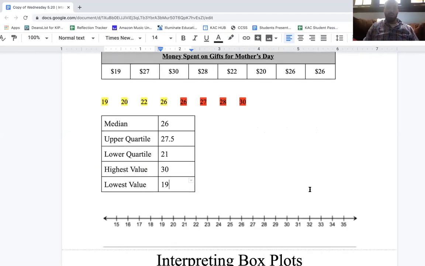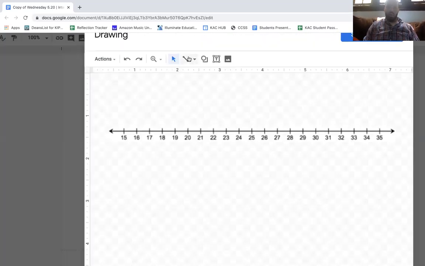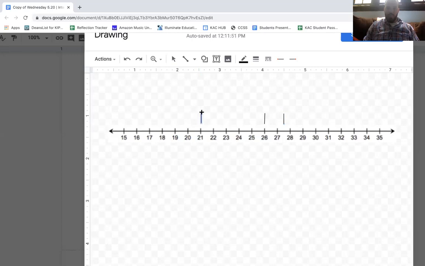We're ready to put those numbers into our box plot. Remember that we double click our box plot, draw a line at the median, which was 26. Draw a line at the upper quartile, which is 27.5, halfway between 27 and 28, right about there. Draw a line at the lower quartile, which is 21. Try and make them straight. Connect our boxes. Make a dot at our highest value. Highest value was 30.